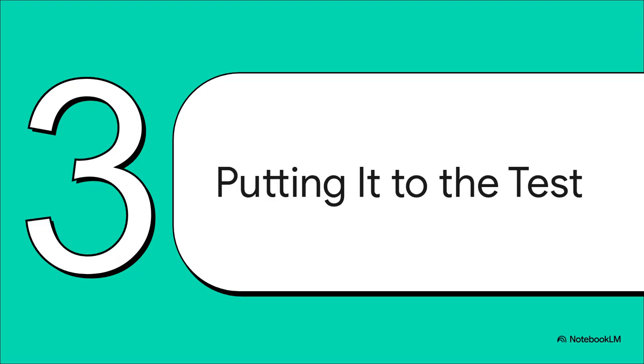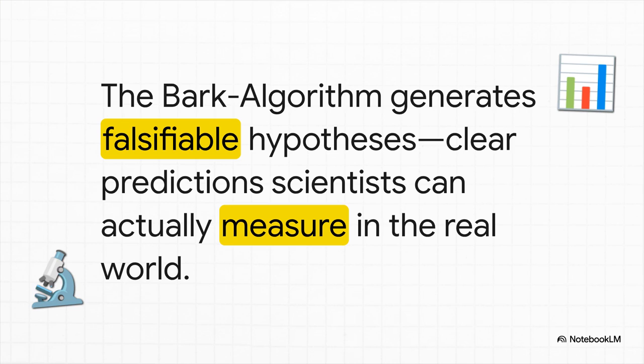Now, this isn't just some cool story. The real power of the bark algorithm concept is that it leads to these really clear, measurable predictions that scientists can actually go out and test in the real world. In science, these are called falsifiable hypotheses. It's a fancy term that just means you can design an experiment to try and prove the idea wrong. And if you try your hardest and you can't prove it wrong, well, that makes the theory a whole lot stronger. So, what exactly does the bark algorithm predict we'll find?